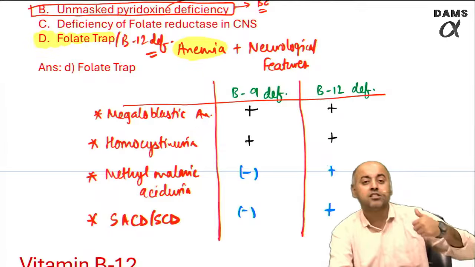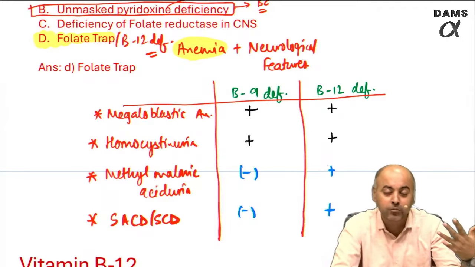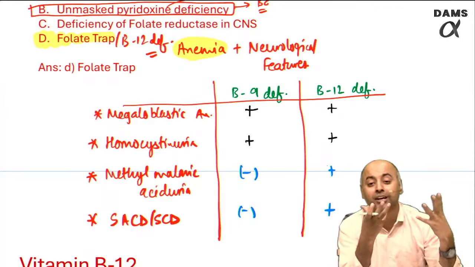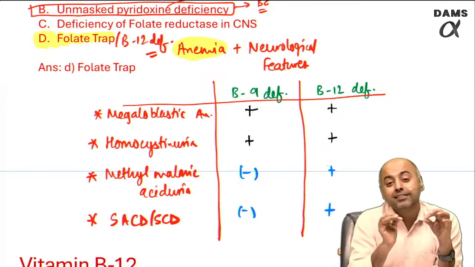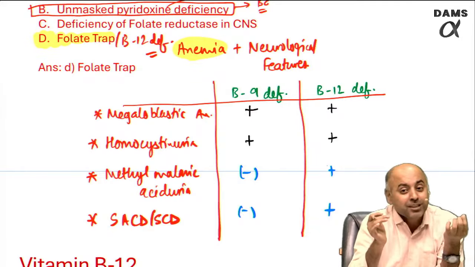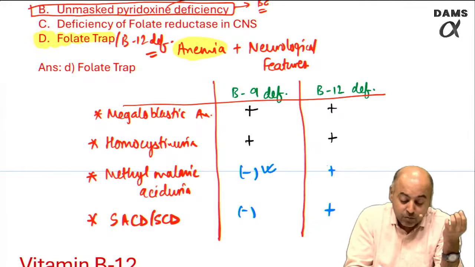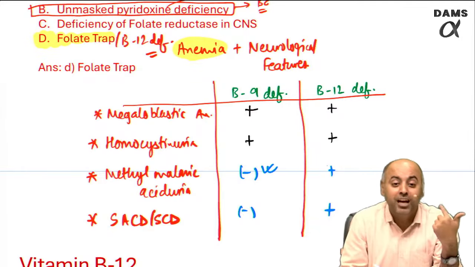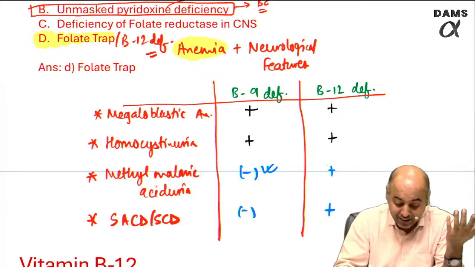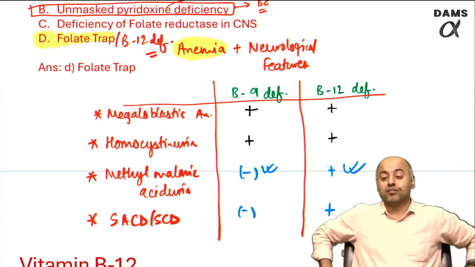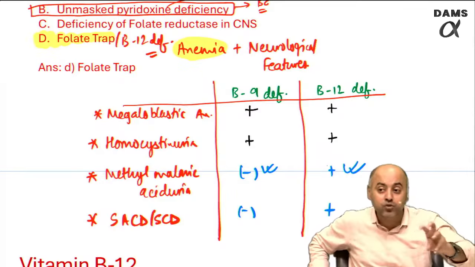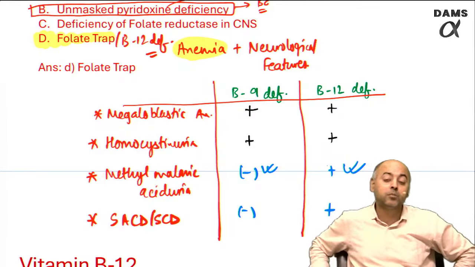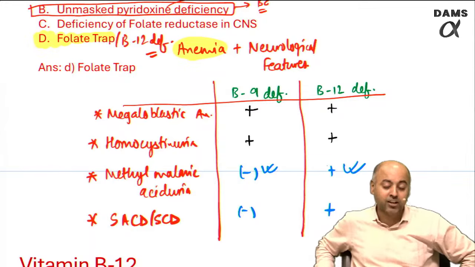For example, the question says you find a patient with anemia, on peripheral smear examination the megaloblasts are there, homocysteine levels are elevated, but methylmalonic acid levels are normal. When I say methylmalonic acid levels are normal, I'm talking about the B9 deficiency. But if I say methylmalonic acid level is also elevated, then I'm talking about the B12 deficiency. So just by looking at this table, you are able to distinguish between clinically presenting B9 and B12 deficiencies.